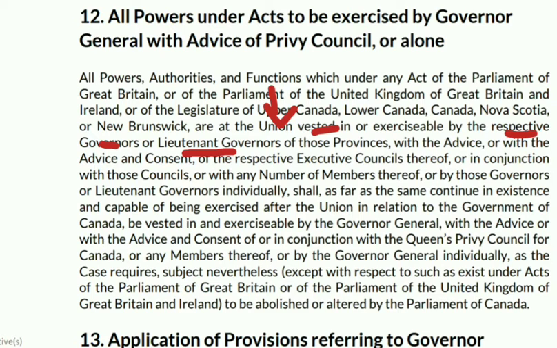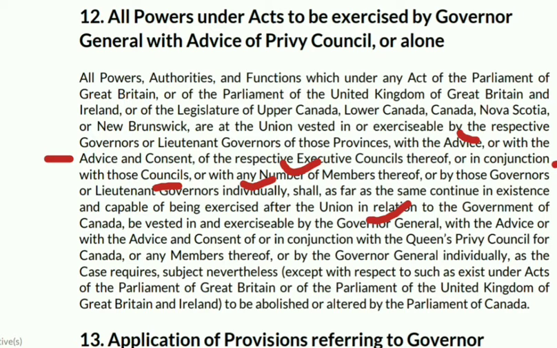So these powers are with the governors or lieutenant governors of the concerned province, with the advice and consent of the respective executive council thereof, or in conjunction with those councils, or with any number of members thereof, or by those governors or lieutenant governors individually. As far as the same continue in existence and are capable of being exercised after the Union in relation to the Government of Canada, they are vested in and exercisable by the Governor General.